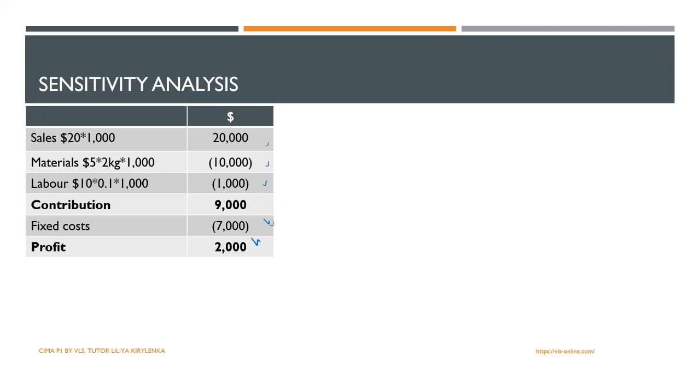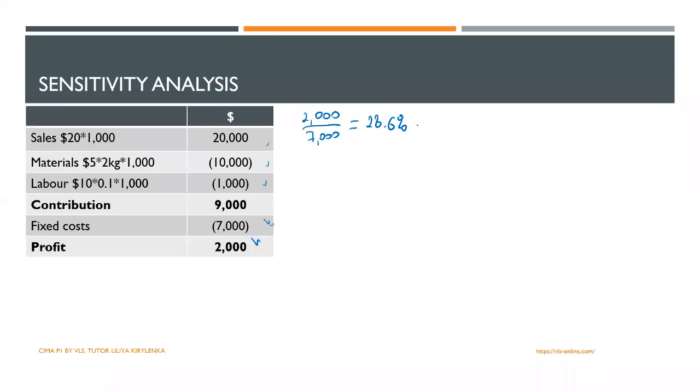So if fixed costs are increased by 2,000, so 2,000 divided by 7,000, then we are going to have a loss. And how much is it going to be in percentages? It's going to be 28.6%. So I'm going to write that. And that is the sensitivity of a fixed cost.